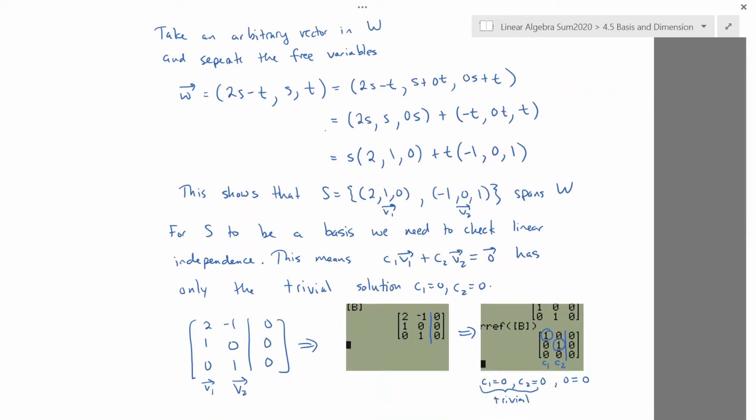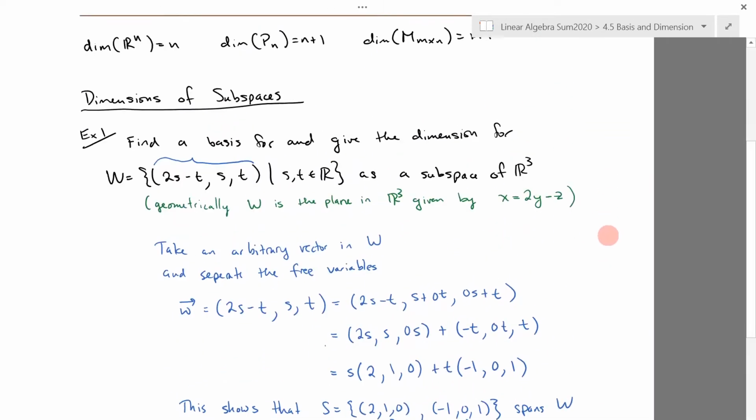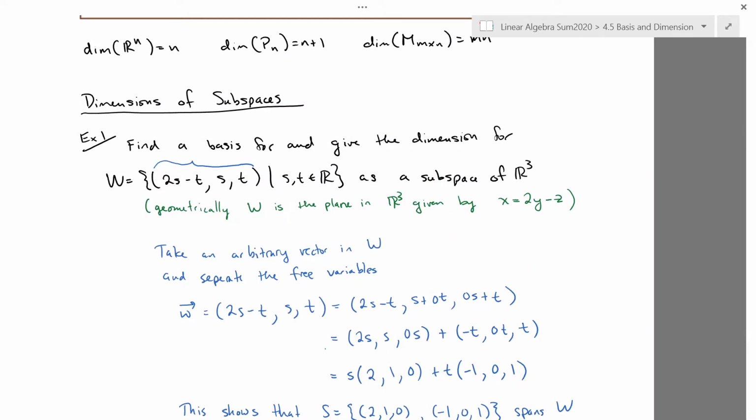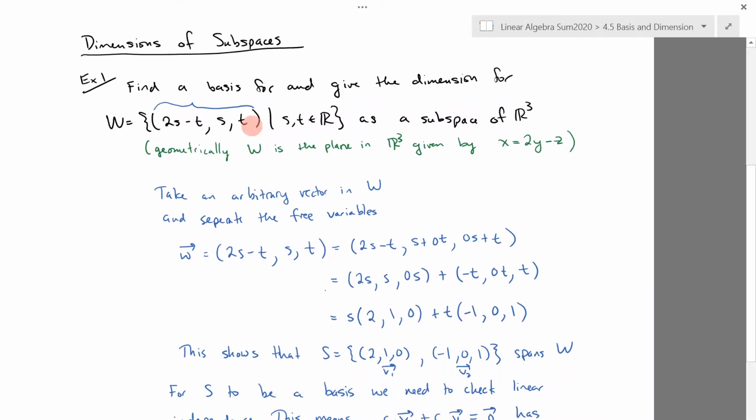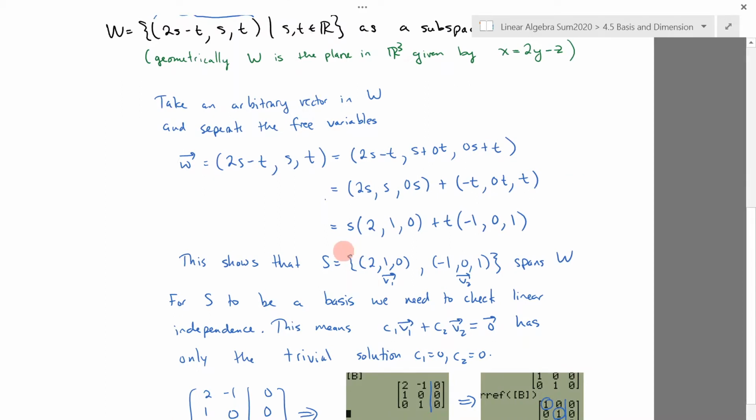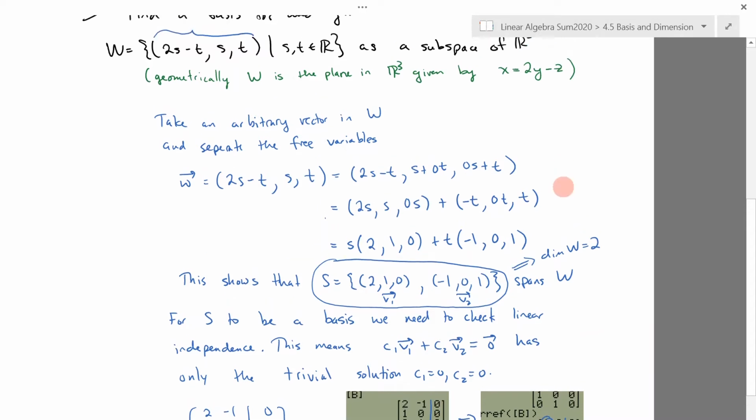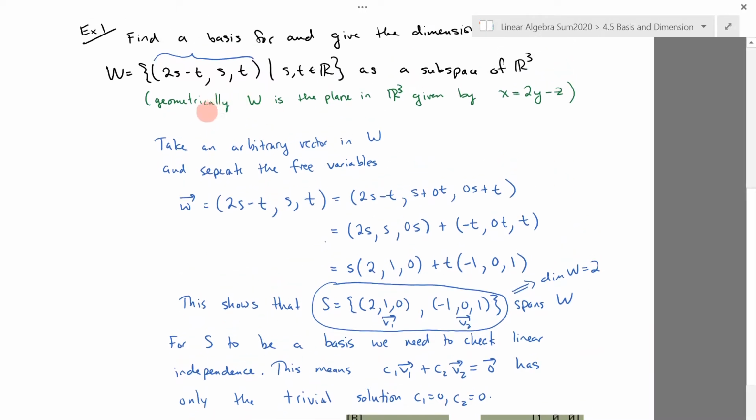Okay. So we have a basis for W. And what is the dimension? Well, S has two vectors, so the dimension of W has to be 2. And so that corresponds to what we have geometrically, where W is a plane, which is two-dimensional.